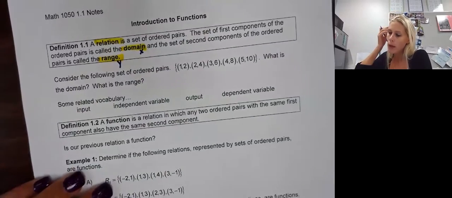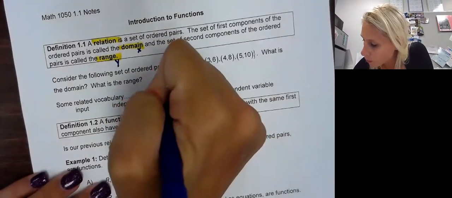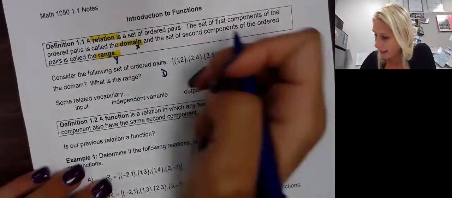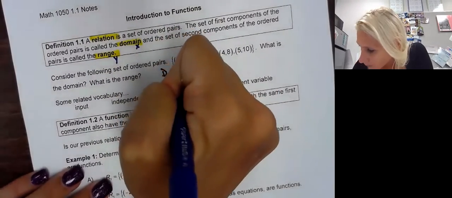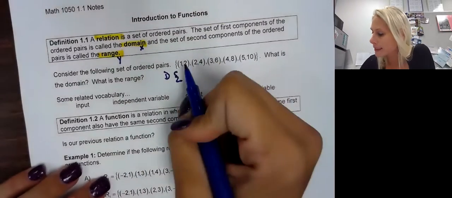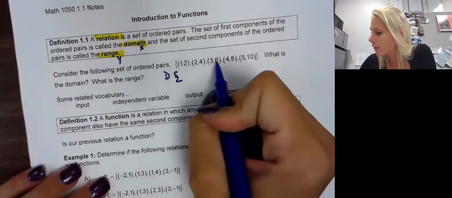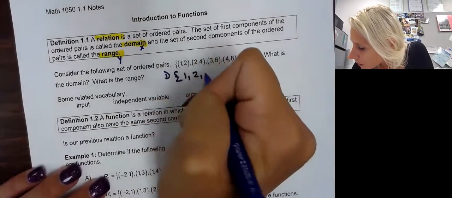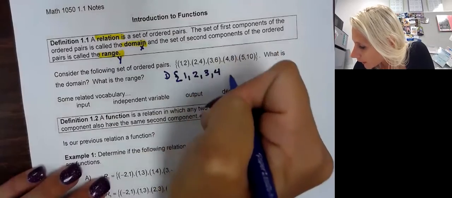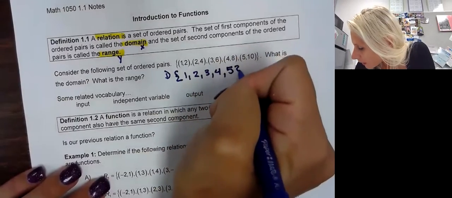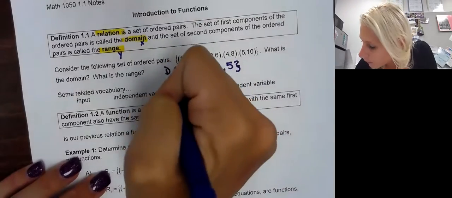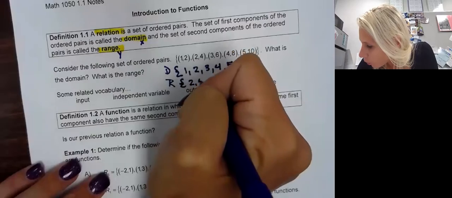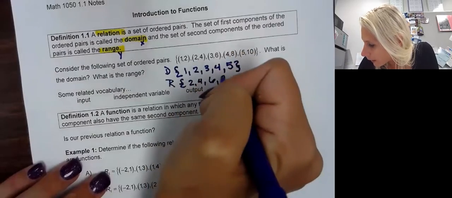Okay. So if we were to consider what the domain was, and I'm going to put D for domain, and I'm going to put a set bracket, that's kind of like that E bracket. And as you can see, the first of each coordinate is my domain. So 1, 2, 3, 4, and 5, and then I can end the bracket. Then we have a range. The range is the second, so 2, 4, 6, 8, 10.